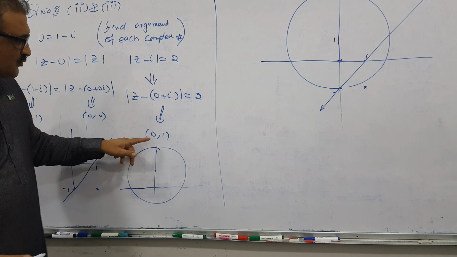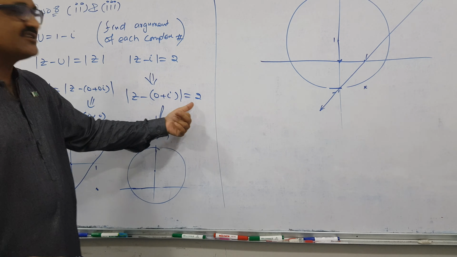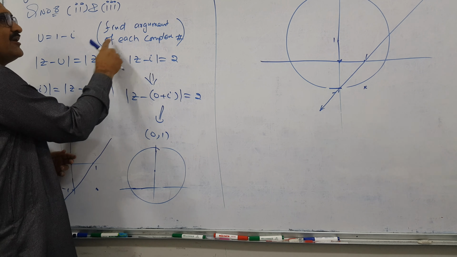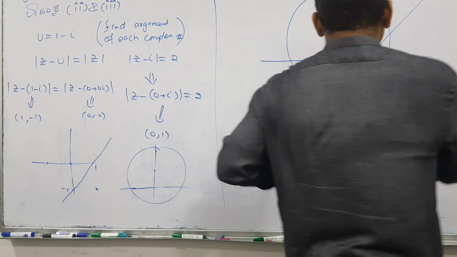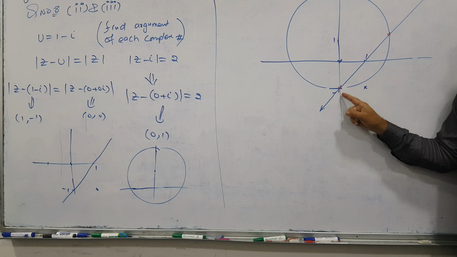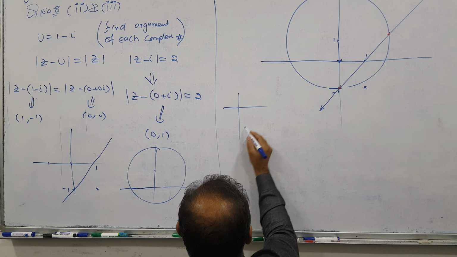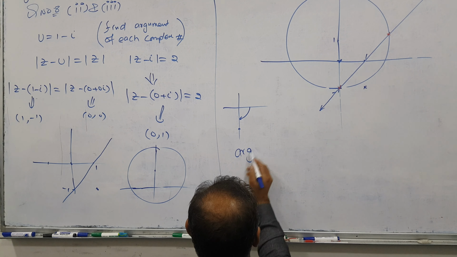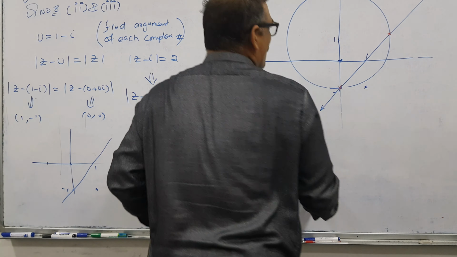And the center of the circle is what? x is 0, y is 1. This is 1, this is 1, because the radius is 2. So the first part is okay. Now read the question: find the argument of each complex number where they intersect. They intersect at two spots, one here and the second here. If I ask the argument of this point, it is easy. The argument of the first complex number is negative pi by 2.